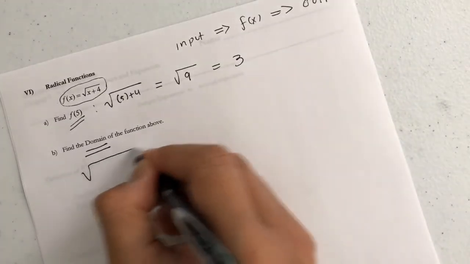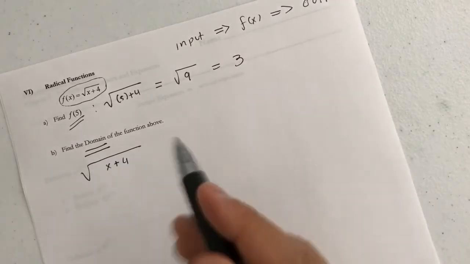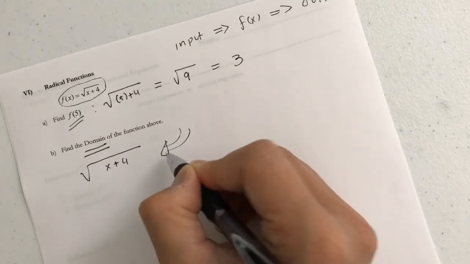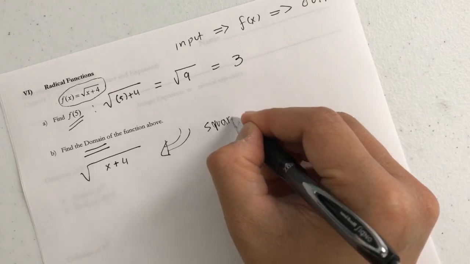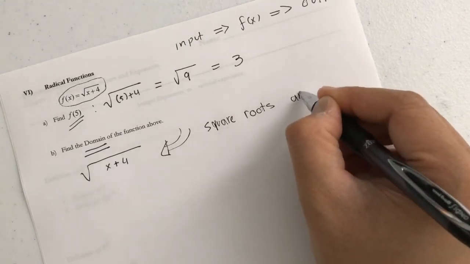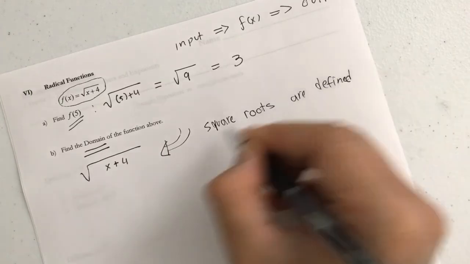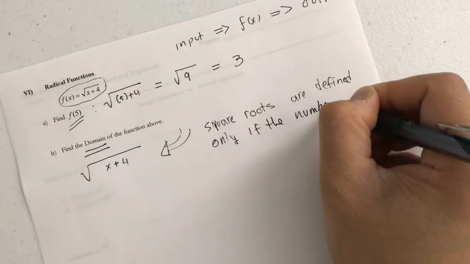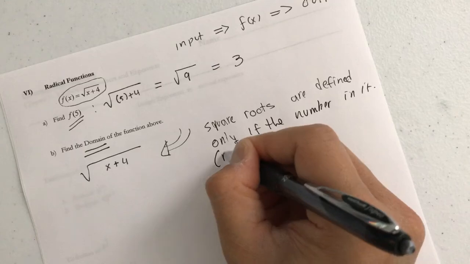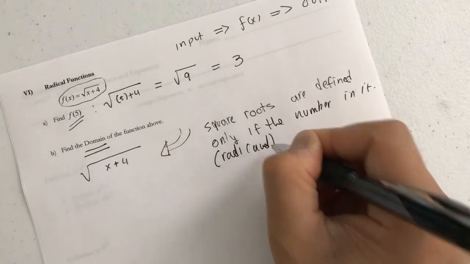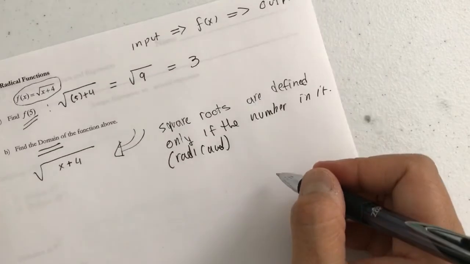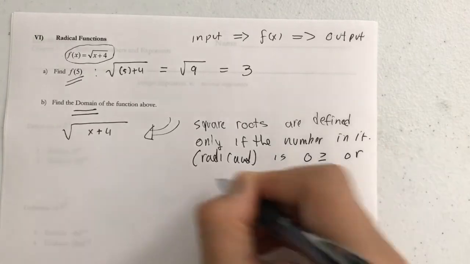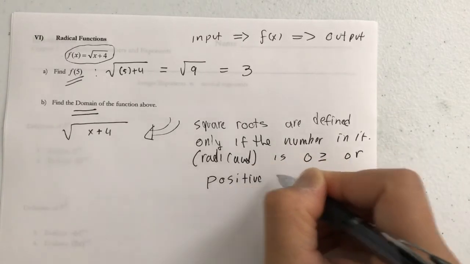If you recall what we talked about with radicals, or the square root, square roots are defined only if the number in it, which is called the radicand, is positive, is 0 or larger, or we say positive, including 0.